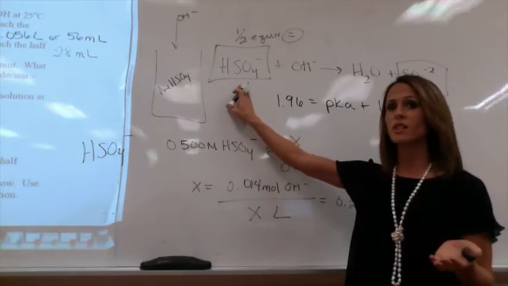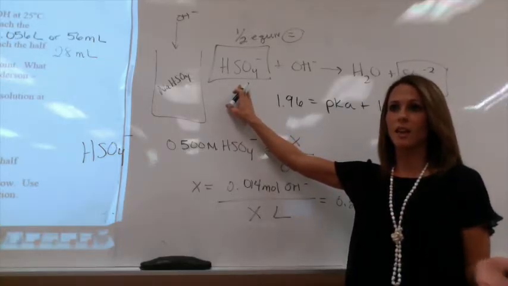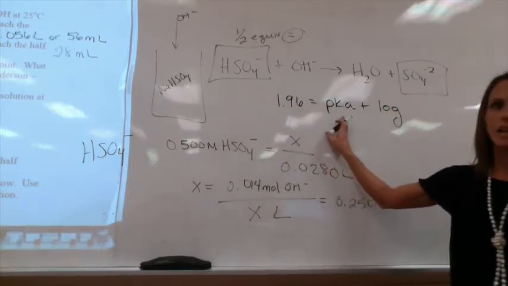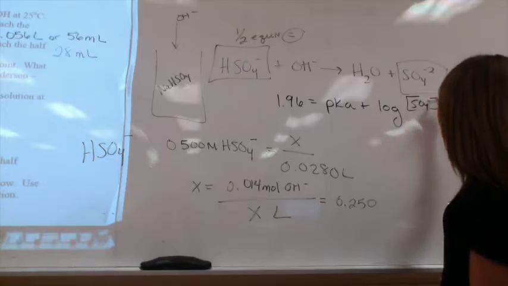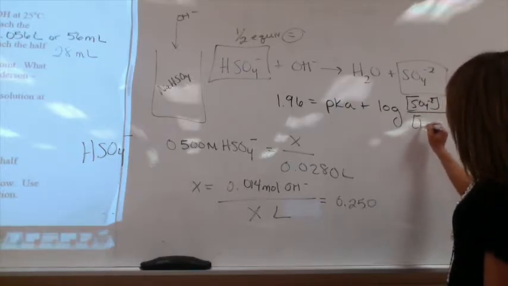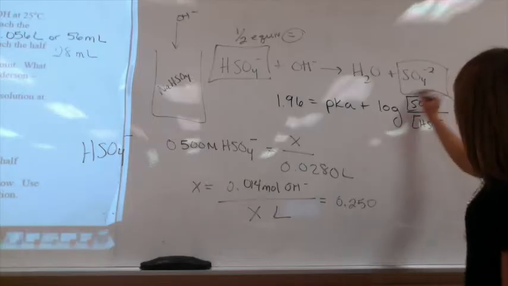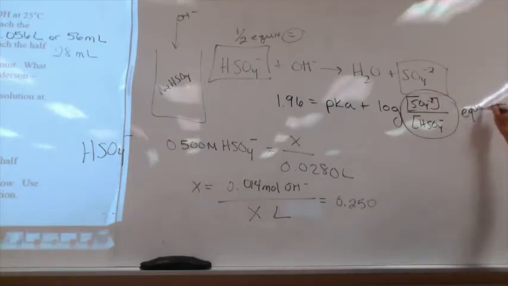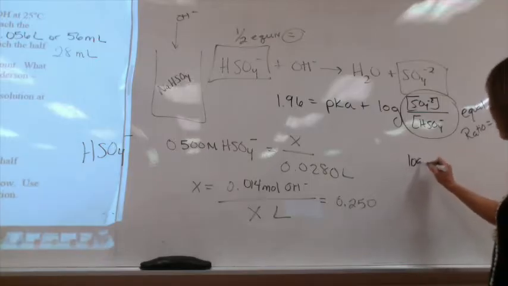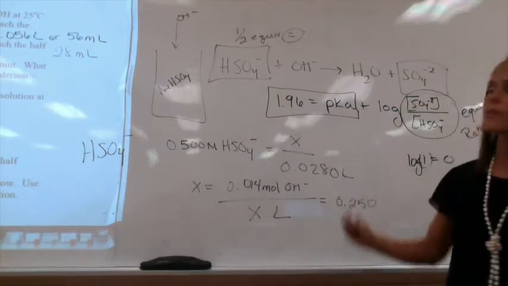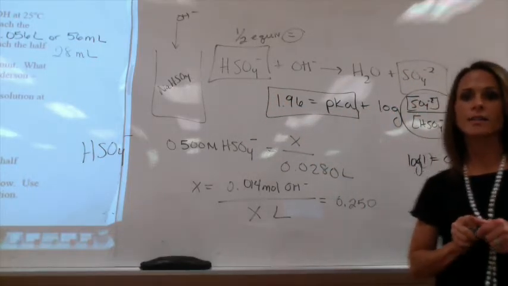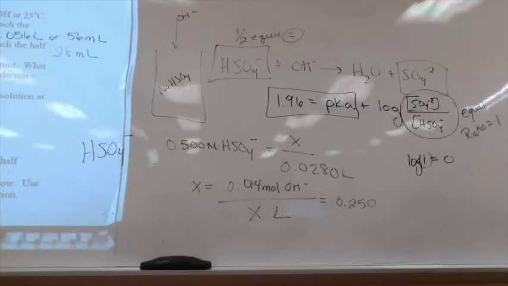So if this is going to be treated as a base, then I'm going to write pKb. If it's being treated as an acid, I'm going to write pKa. So this is the pKa plus the log of my product, SO4 2-, over my reactant, HSO4-, and if these are equal, then their ratio is 1. And the log of 1 equals 0, so then pH equals the pKa at half equivalence.